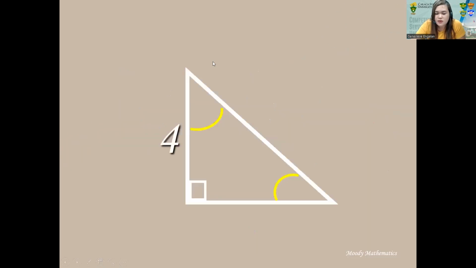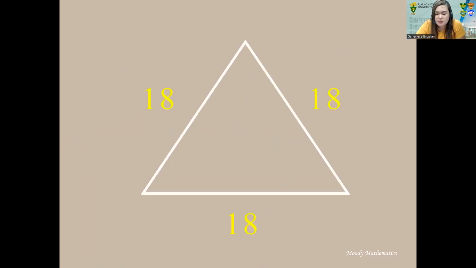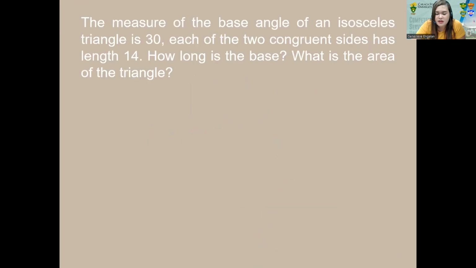Okay. So I think you have mastered these problems. Okay, the measure of the base of an isosceles triangle is 30. Each of the two congruent sides has length 14. How long is the base? What is the area of the triangle?